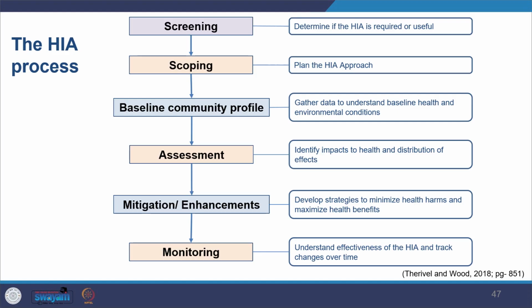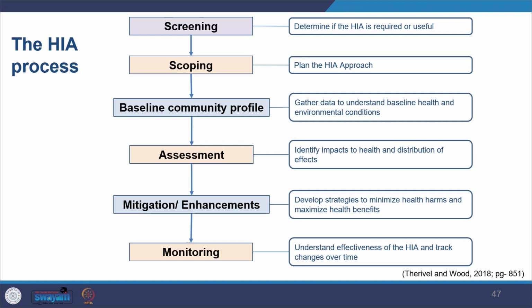So now moving on, in the next segment we'll look at the screening and scoping stage for health impact assessment. We see that a health impact assessment is also very parallel to EIA. So you have similar steps: screening, scoping, baseline, community profile, assessment, mitigation, enhancement, and monitoring. In screening, you define if HIA is required or not, and then in the scoping, you plan out how you're going to undertake the health impact assessment and what all things will be covered. Then in the baseline data and community profile, you gather data to understand the baseline health and environmental condition of the community.